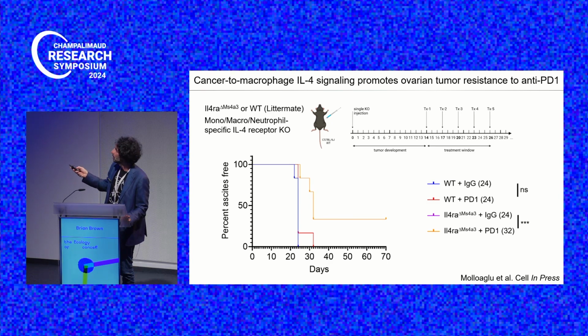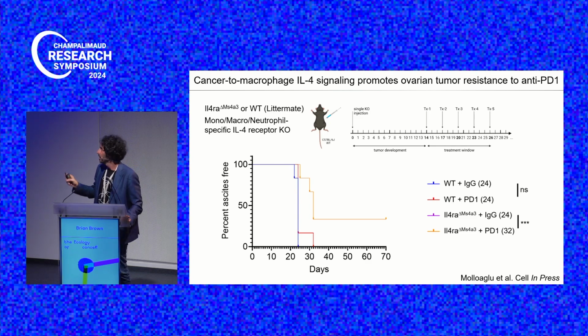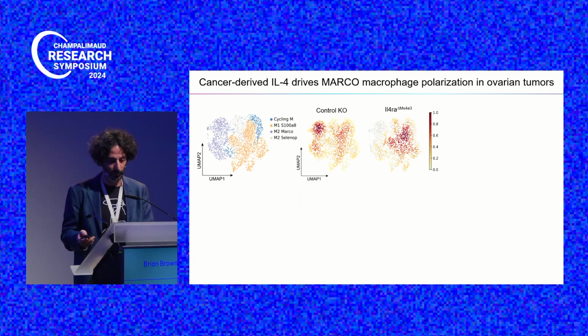So what you're seeing here is wild-type ascites develop in about 25 days. If you give anti-PD-1, these tumors don't respond. If you just knock out the IL-4 receptor on macrophages, it doesn't have any effect, just like knocking out IL-4 in the cancer cells. But now, when you knock out the receptor on macrophages and give anti-PD-1, you see a bona fide synergy between the two, and some of the mice never develop tumors. Actually, we have even better graphs, but this is probably the experiment that looked less crazy than all the others because the results were quite impressive.